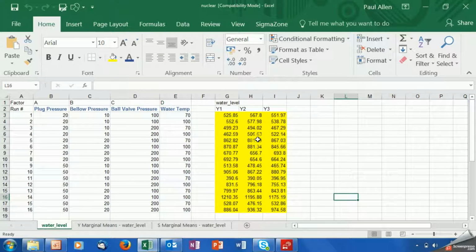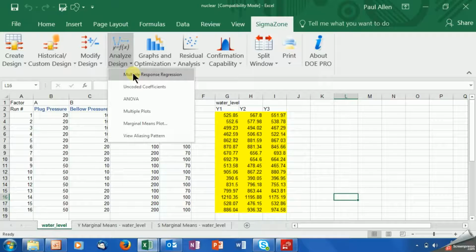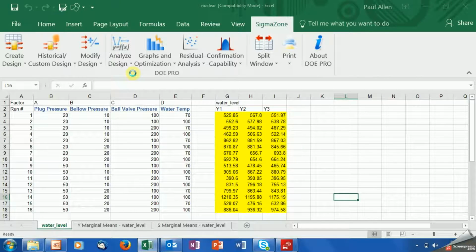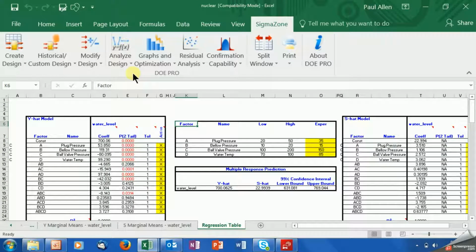Now, I made that decision. What I'm going to do now is generate the model. So let's have a look. Sigma Zone, Analyze Design, Multiple Response Regression. Click Go. Okay, up comes the regression tables.